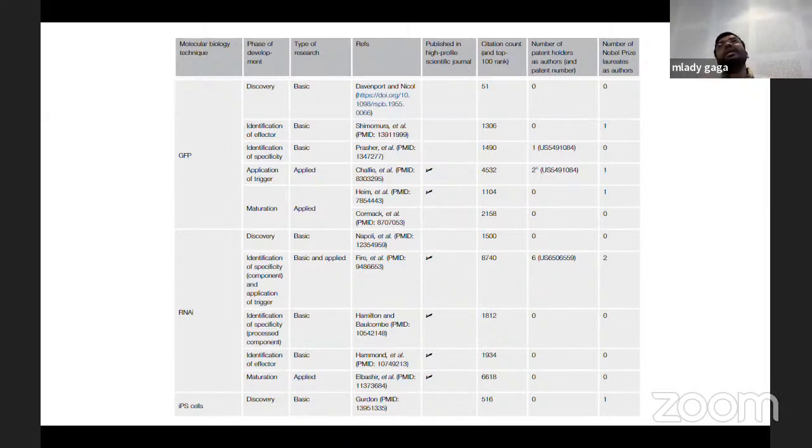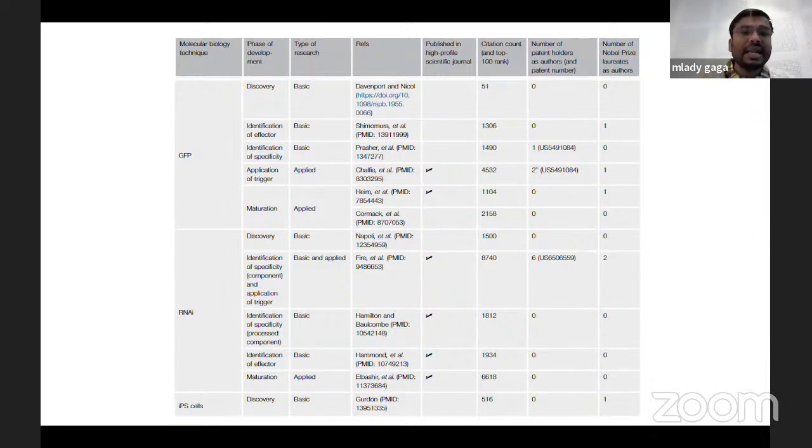Later on, a lot of targeted mutations were made to change the green fluorescence to red fluorescence, becoming RFP, to yellow fluorescence, becoming YFP, and so on. The next is RNAi, the RNA interference technique. It allows us to knock down the expression of a gene of interest and to characterize genes.